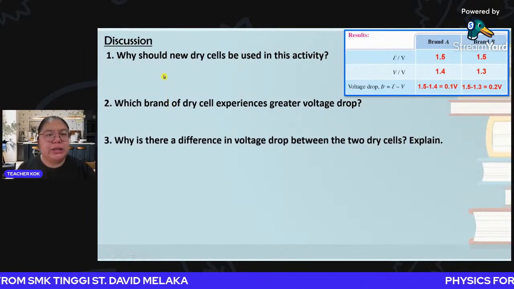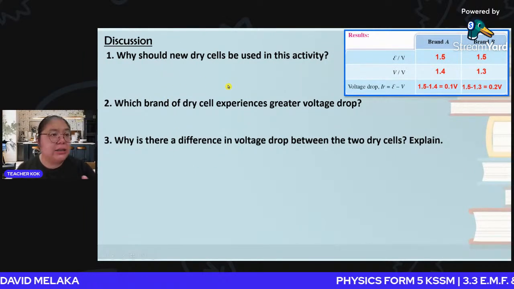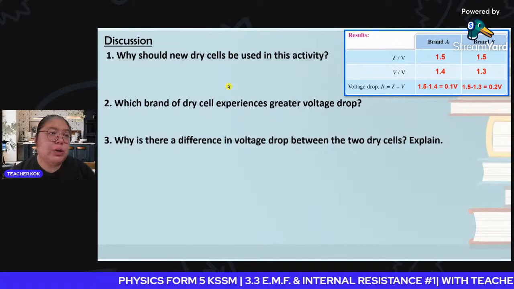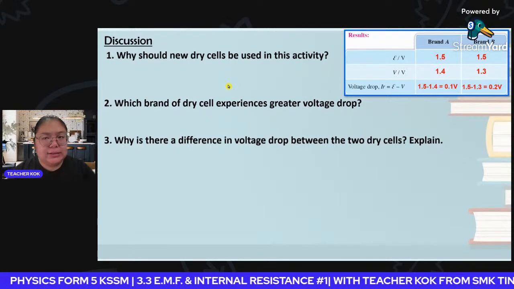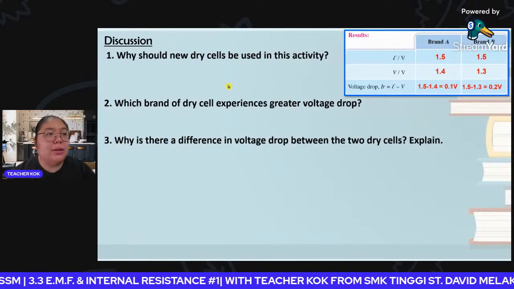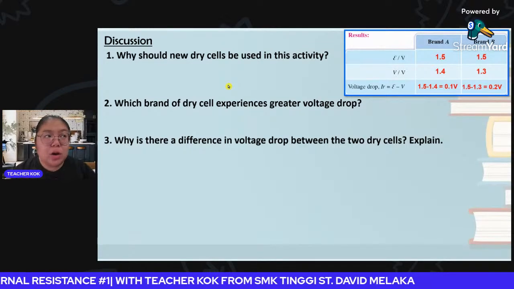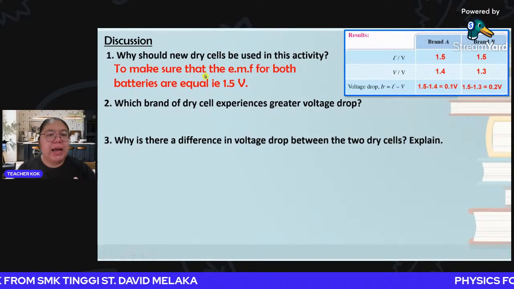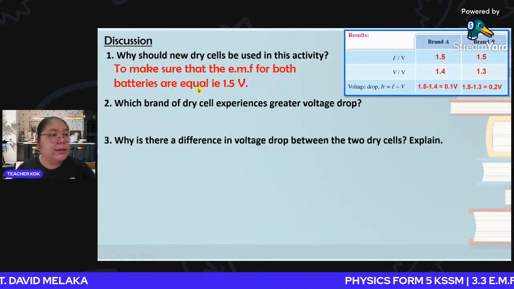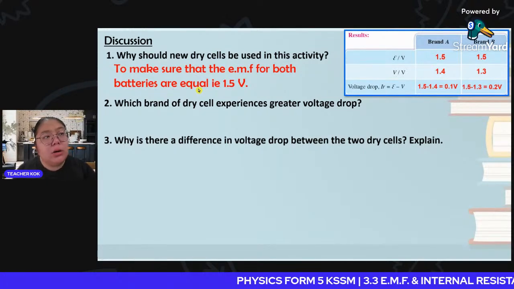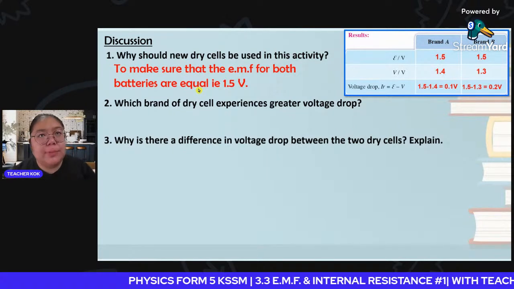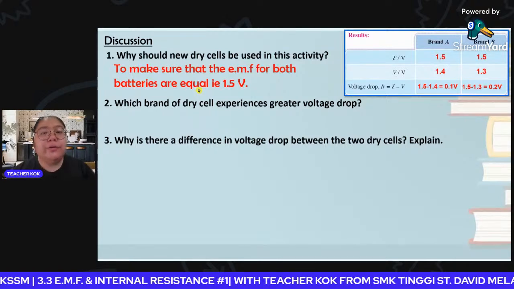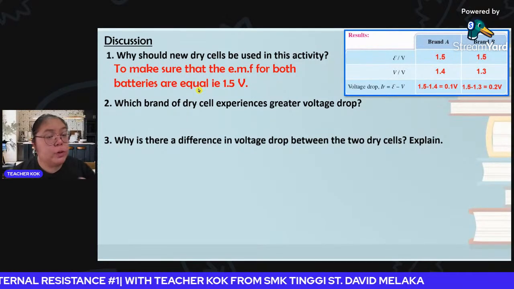Okay, why should the new dry cell be used in this activity? Using the new dry cell means we want to make sure the battery at the start is a full one, so that they do not have any loss of energy. So the answer: make sure that the EMF for both batteries are equal. If we're using the old one, we cannot say both are the same. Maybe one has already been used so much, another one has some left. So we need to start with both being new.